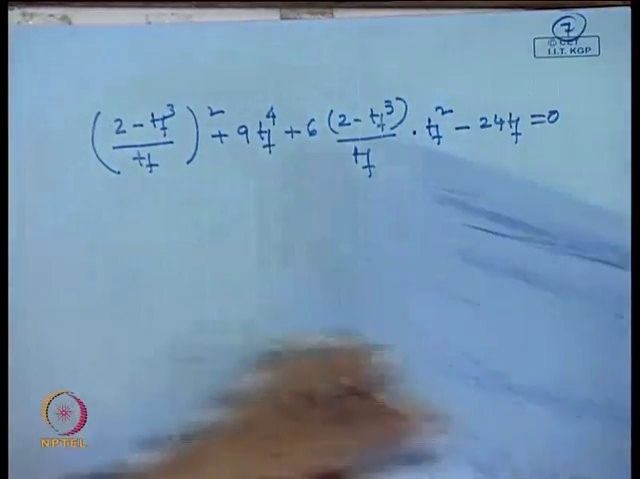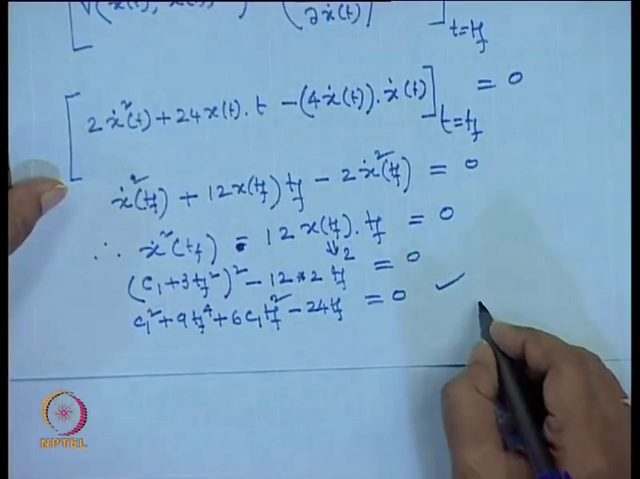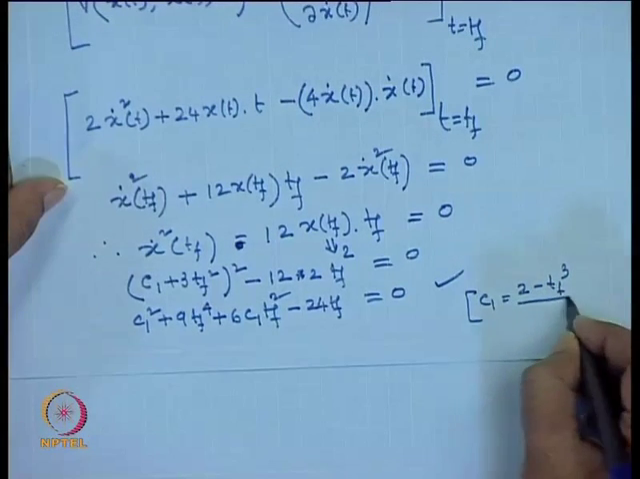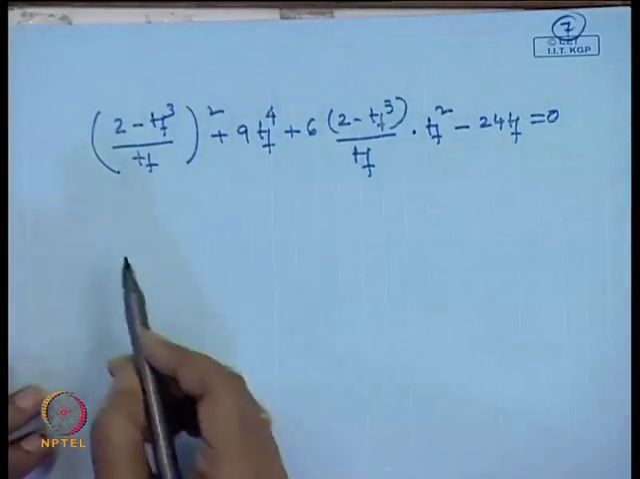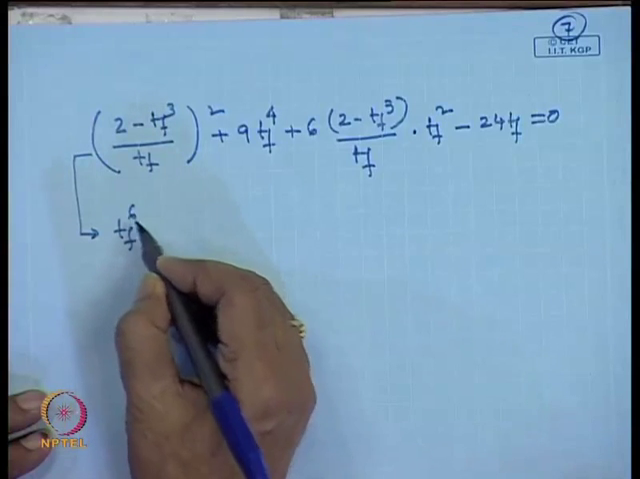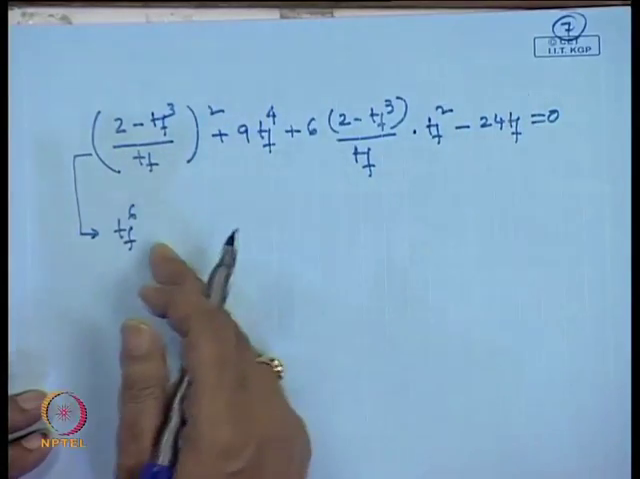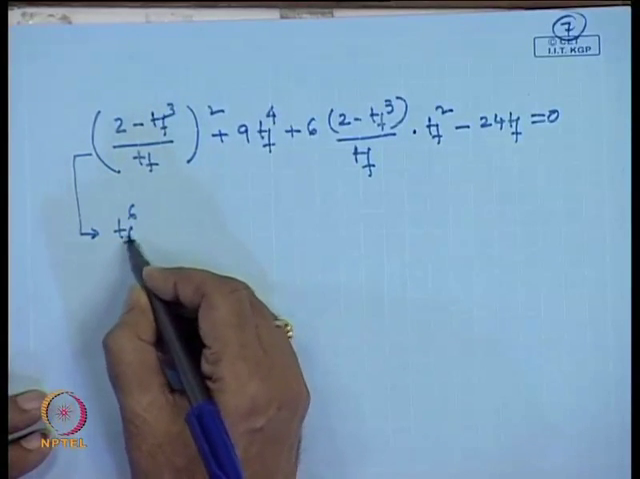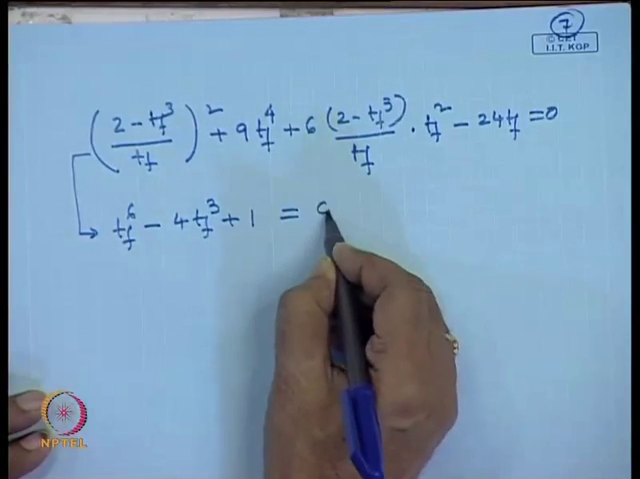Look at this one, this is the equation. I am just putting the value of c 1, where c 1 is 2 minus t f cube by t f, in this expression. If you simplify that, finally we will get the expression. I am skipping a few steps, as it is just an academic exercise you have to do to arrive at this expression. So, t f 6 minus 4 t f cube plus 1 is equal to 0.